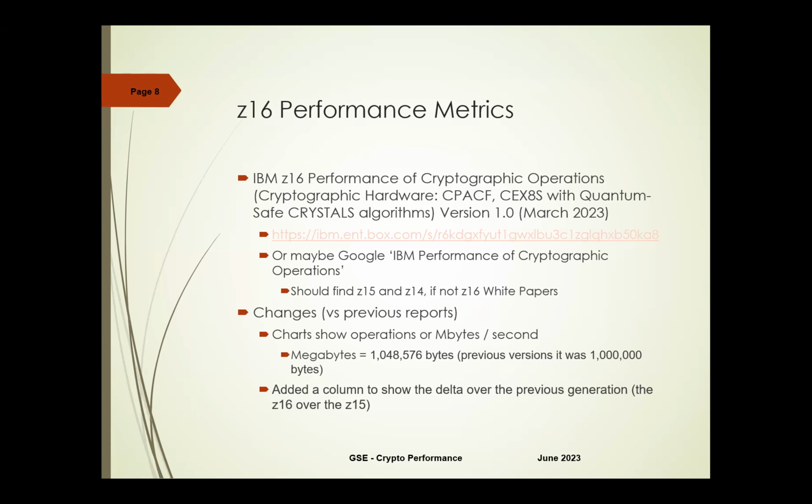The other thing that they added in this new version is they do show a delta over the previous generation. So that's kind of handy. You can see, well, on the Z16, it's 2% faster, or maybe 0.1% slower, and we'll see some of those numbers a little bit later on.